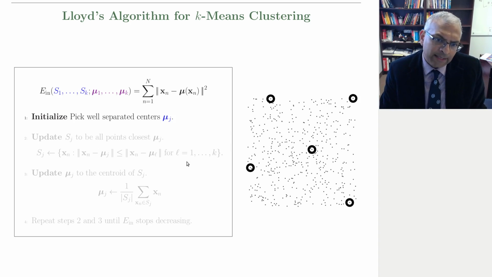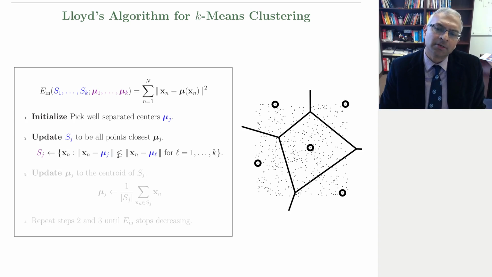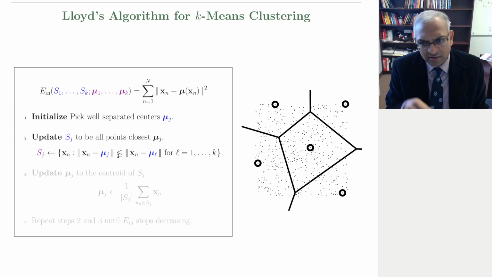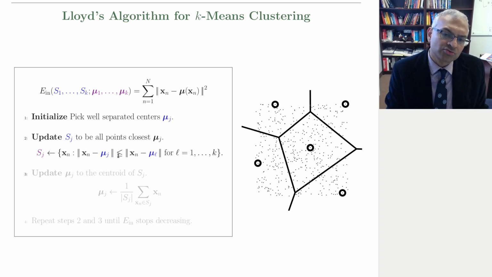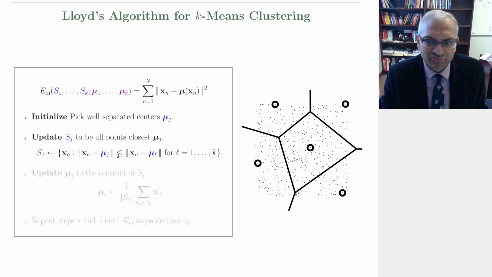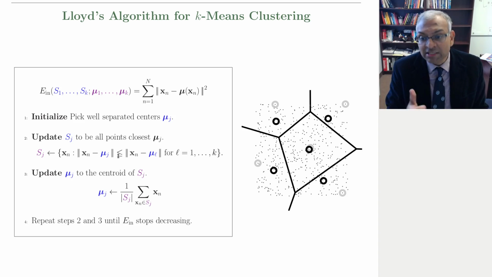Okay, and the next step is to assign to each center the data points that are closest to that center. That constructs, in this example, 5 clusters. Now you update the centers of those clusters to the mean data point within each cluster, and you can see this update, and you can keep doing this update over and over again, but it converges very quickly.